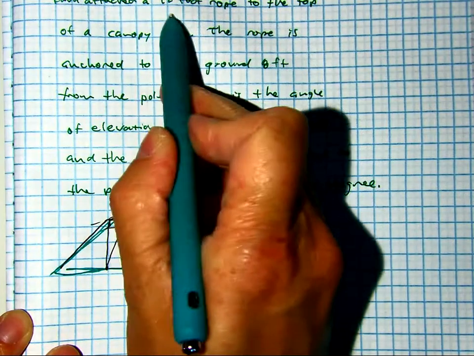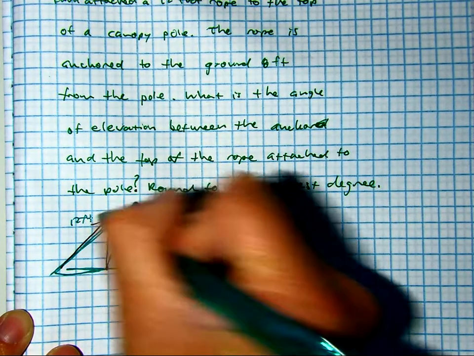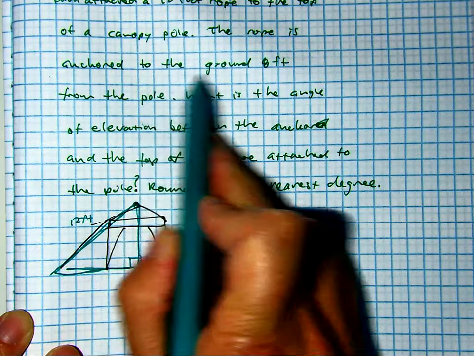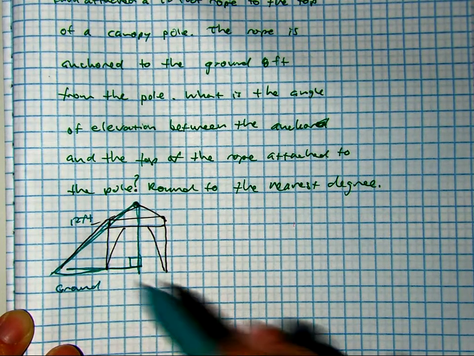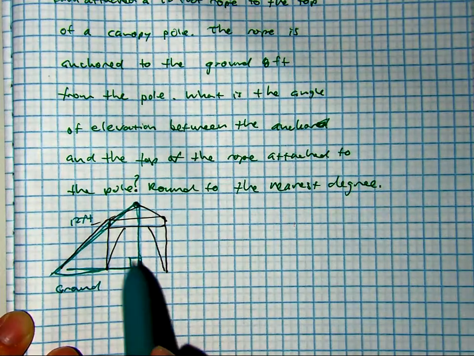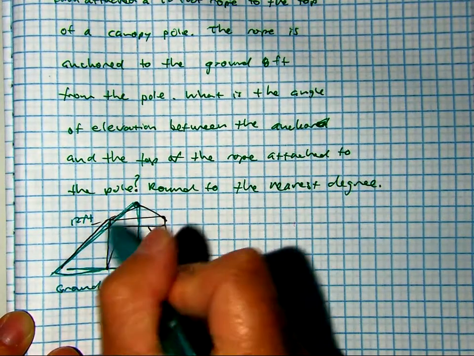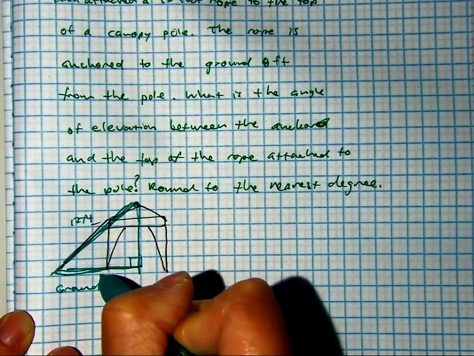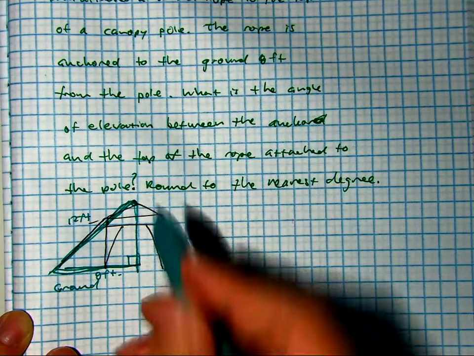Kara attached a 12-foot rope to the top of the canopy pole, so this is 12 feet. The rope is anchored to the ground, so here's the ground, which is 8 feet away from the pole. So maybe the pole is at the center. Hopefully you can see my triangle here, and this one is 8 feet. So there's the pole.